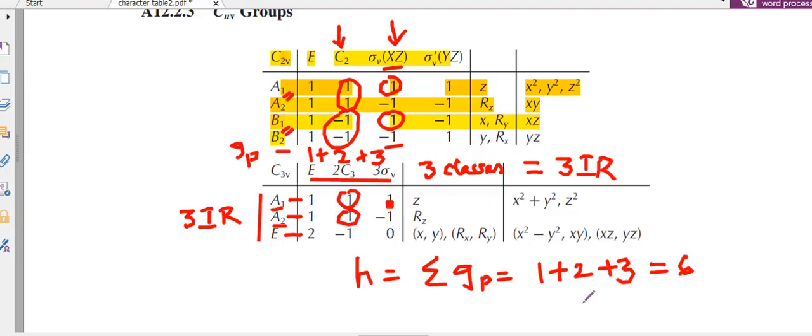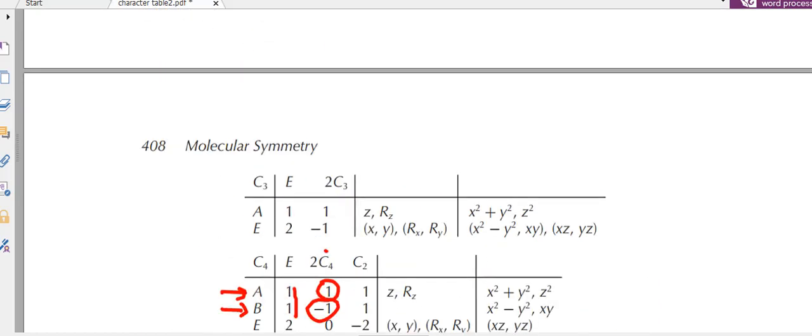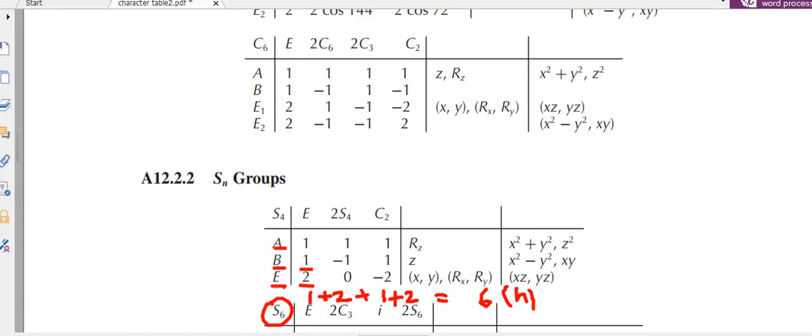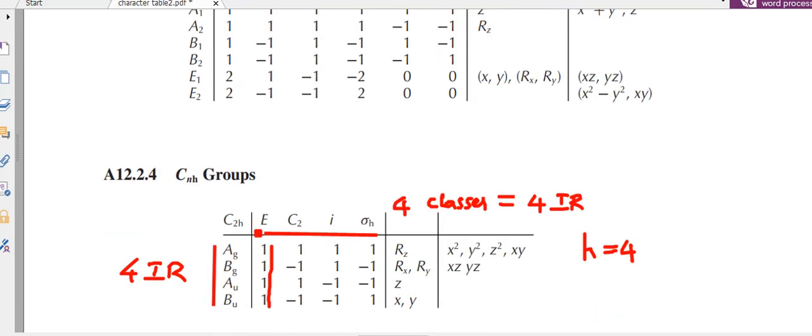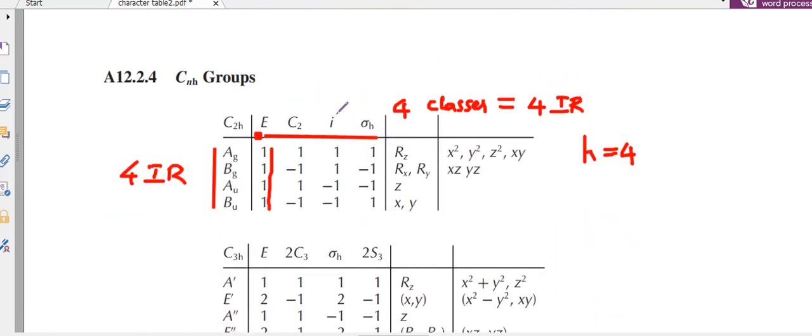We will check this with a few examples from the character table. We will take the case where we have the center of symmetry. Only then we can learn about this. In this group, there is center of symmetry I. Whenever you have positive quantities under I, you find the suffix as G, and whenever you have negative quantities, you find the suffix as U, AU and BU.